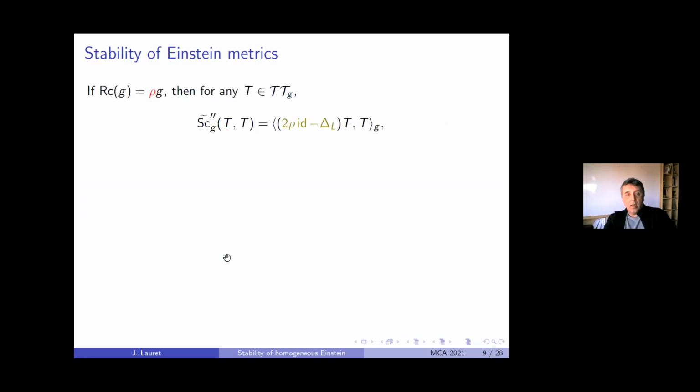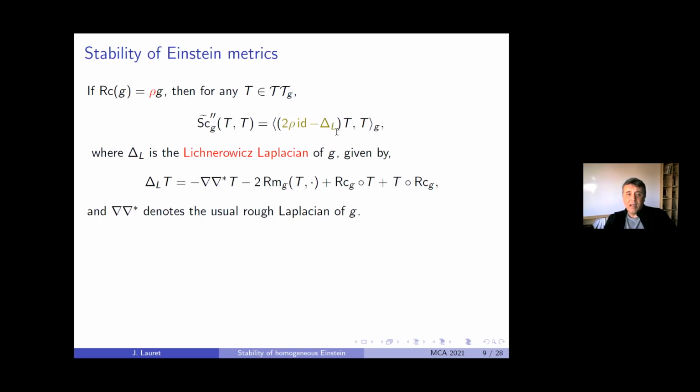Okay, so a formula for this Hessian, whose eigenvalues we have to study, is this, where this delta L is the Lichnerowicz Laplacian. It's a very complicated operator. As you see, the definition involves the Riemann curvature tensor and the Ricci tensor, but it doesn't matter. It's known completely for just a few metrics.